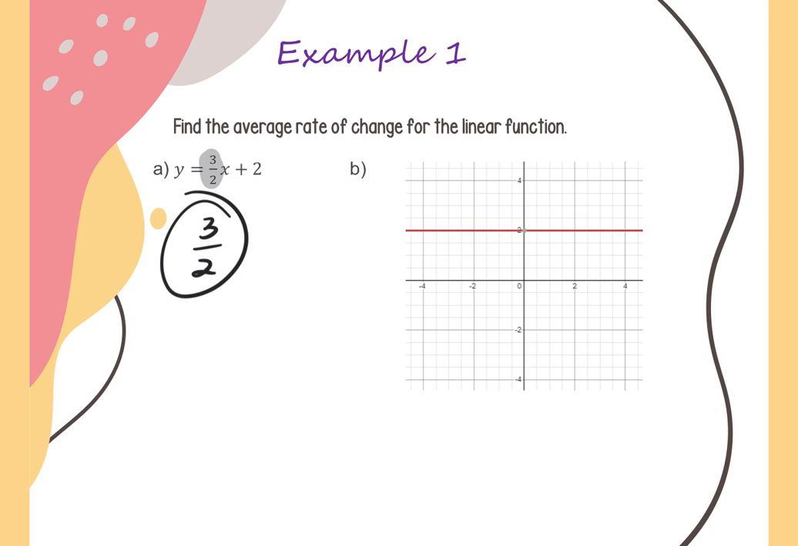How about B? What's true about this line? It's horizontal, and horizontal has what kind of slope? 0. Okay, so your rate of change is 0. If we had a different line, I could literally count my rise over run. So if it wasn't horizontal, I could just count the change.